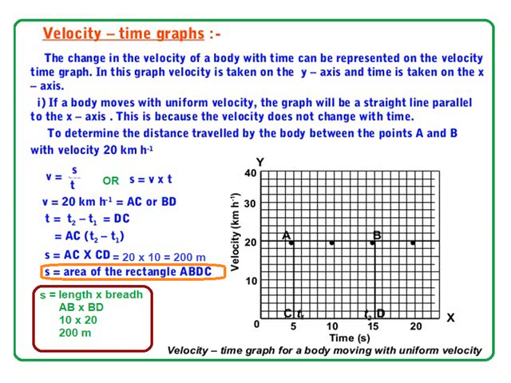So in both the cases, by formula method as well as by the graphical method, we have shown that the distance covered by the body is one and the same. So in short, if you want to find the distance traveled from a velocity time graph, then find the area enclosed by the line.